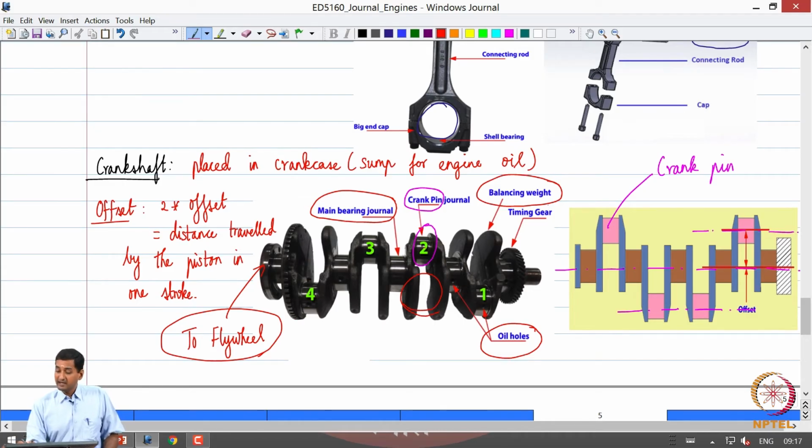Okay. And there is something called a timing gear, which we will see shortly, because in a 4-stroke engine, in the cylinder head there is something called a camshaft which will operate the inlet and outlet valves, okay, and that is operated by the crankshaft through what are called timing gears or timing belts. Okay. We will look at the significance of the timing gear shortly when we come to the valve assembly and its actuation. Fine. So, these are the different components of the crankshaft.